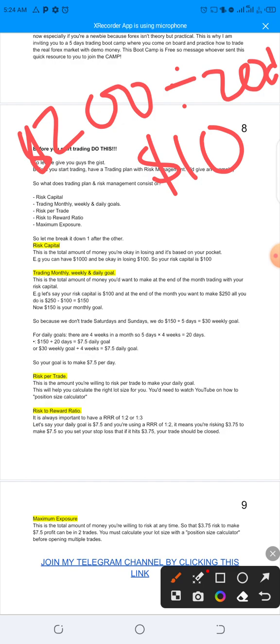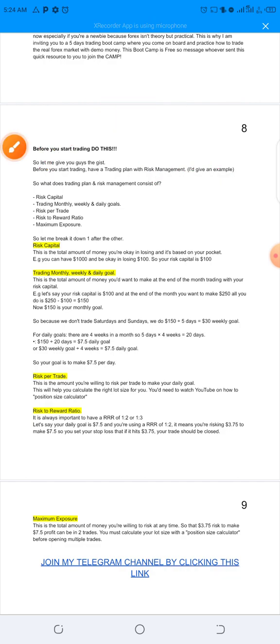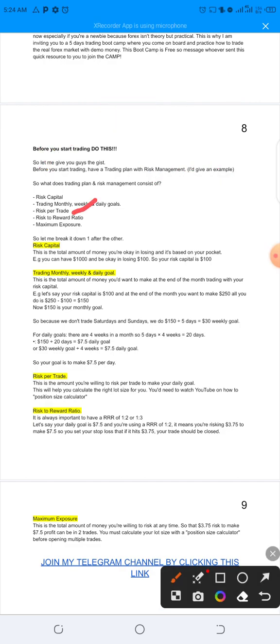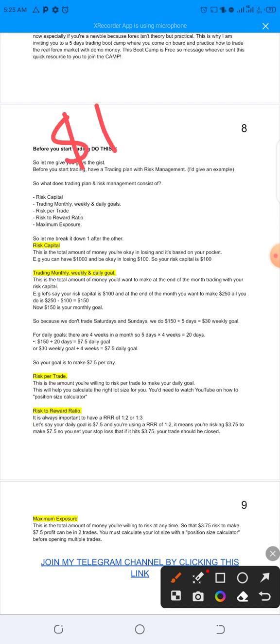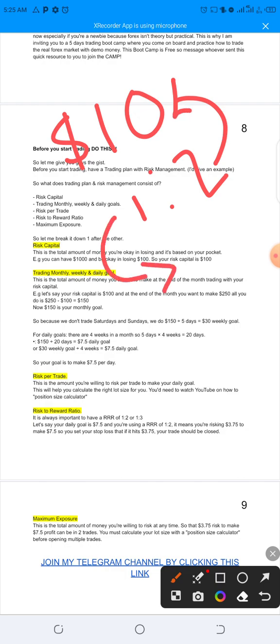So this is just a brief explanation. The next point is risk per trade. Risk per trade is the amount you are willing to risk per trade to make your daily goals. We all know that our daily goal now is $10. So proper risk management, taught in the previous video, is the risk to reward ratio. I told you it must be a minimum of 1:2. So that means if you are making $10, you are risking $5. I hope you're understanding.